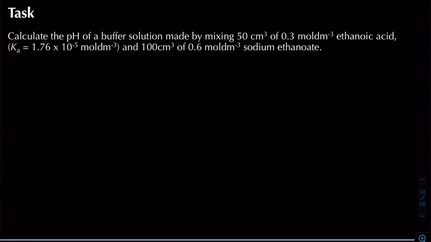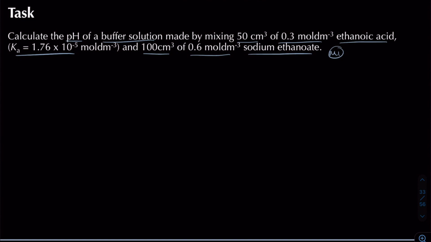So in this question we're asked to calculate the pH of a buffer solution made by mixing 50 centimeters cubed of 0.3 mole per decimeter cubed ethanoic acid, which has a Ka value of 1.76 times 10 to the power minus 5, and 100 centimeters cubed of 0.6 mole per decimeter cubed sodium ethanoate. So straight away we know we've got a method 1 buffer, and so we don't need to do any extra steps. We just follow our calculation as normal: work out the moles, find the concentration if needed, but our volume terms cancel, remember, find the concentration of H plus, and then calculate a value for pH.